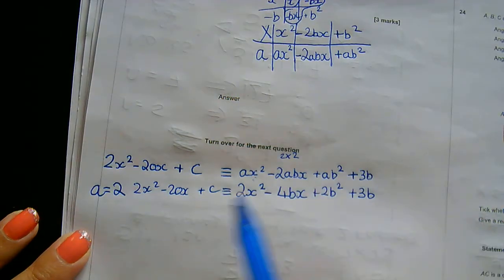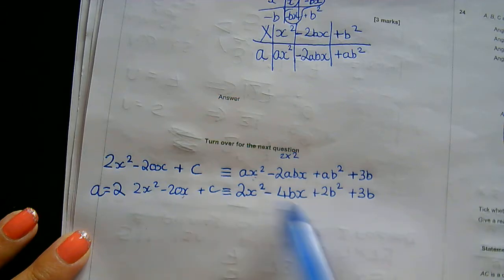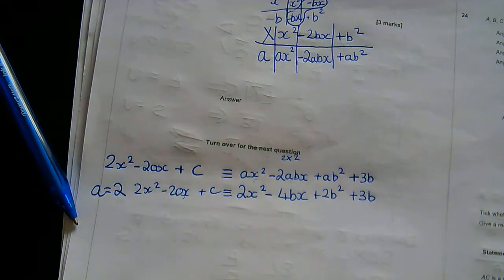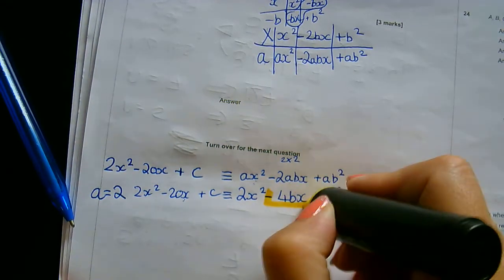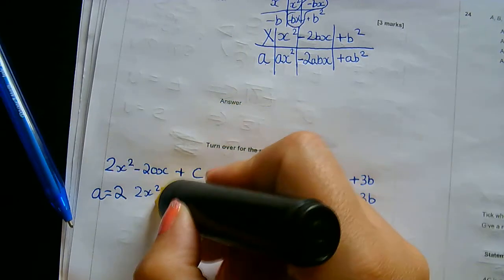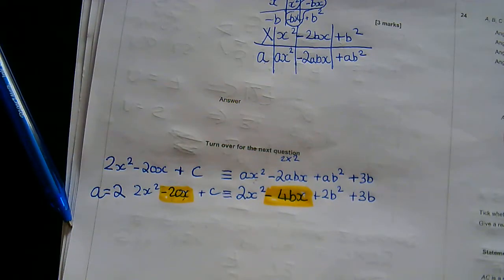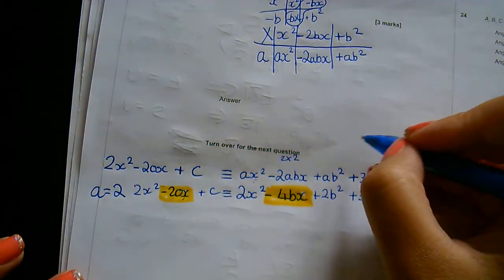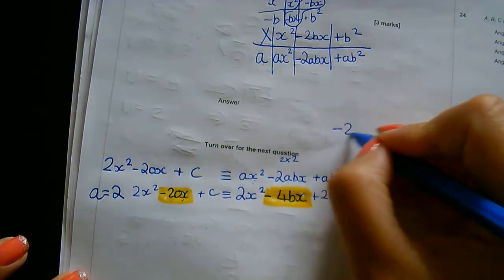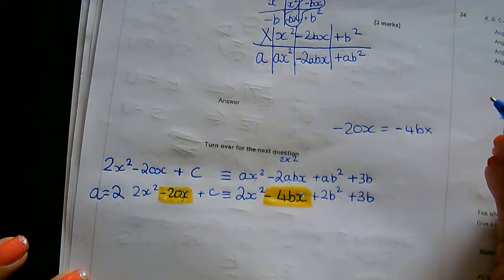So I now need to look again and find the x term, which is here, and have a think about this. It might help if I just put a bit of colour with it so you can see how I'm comparing. This is the one with the x, I'm comparing this one because it's supposed to be equal to this one. So how can minus 20x be equal to minus 4bx? Let's think about it. Minus 20x, how can that be equal to minus 4bx?